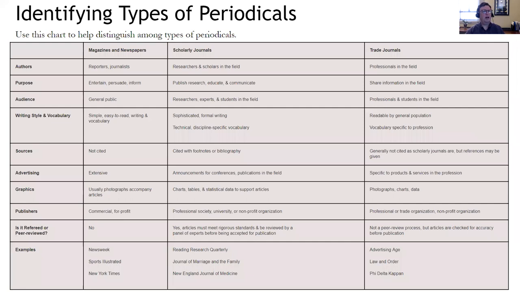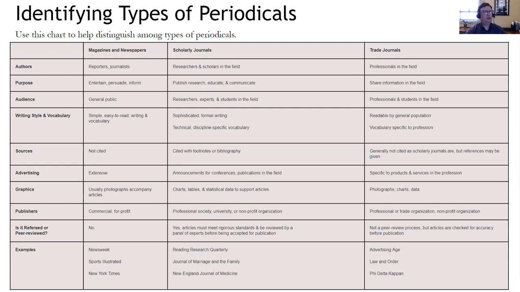First thing I find sometimes with students is identifying the types of periodicals. You may have heard the term periodicals before and been like, I don't know exactly what that's referring to. Basically, a periodical can be a magazine, a newspaper, a scholarly journal, a trade journal. It's something that comes out periodically. So it could be every day, once a week, once a month, or yearly, but that's what periodicals literally means, periodically.